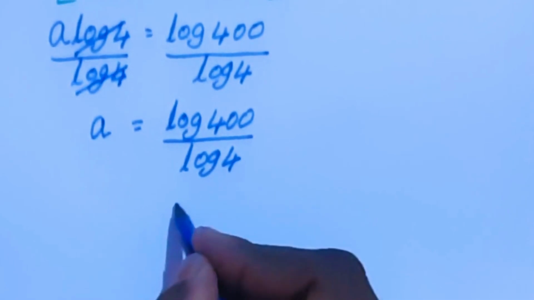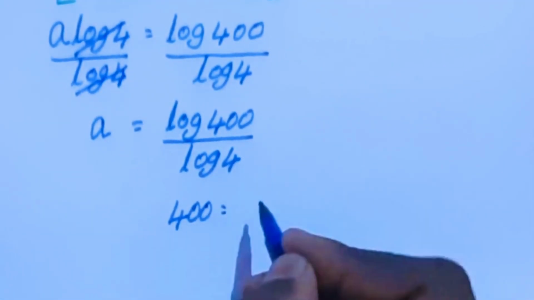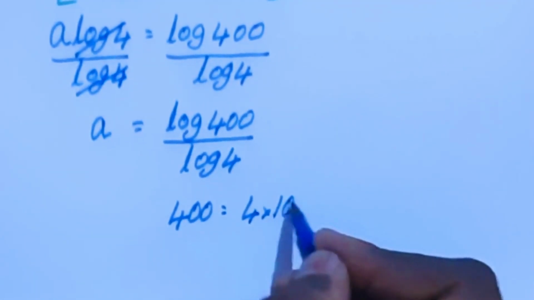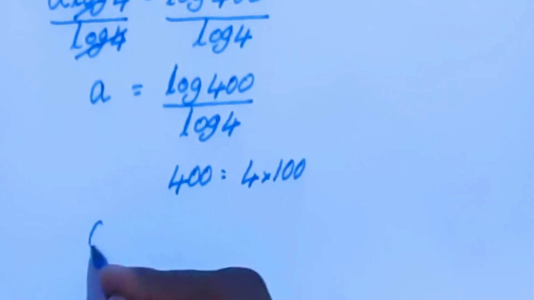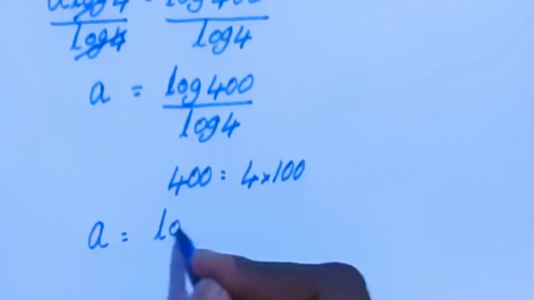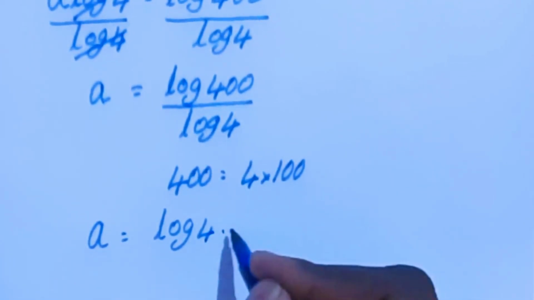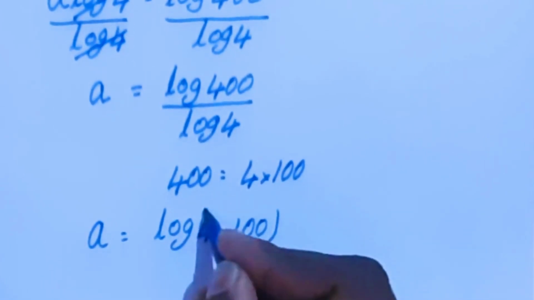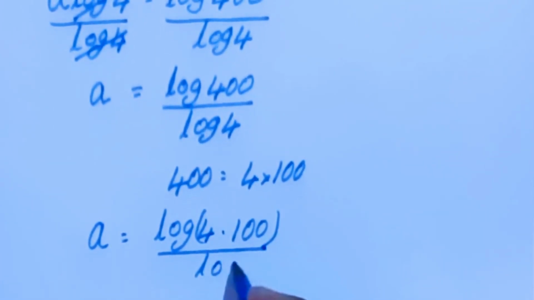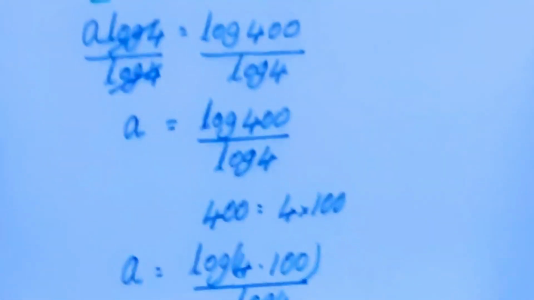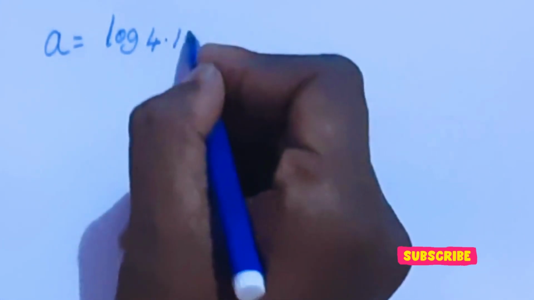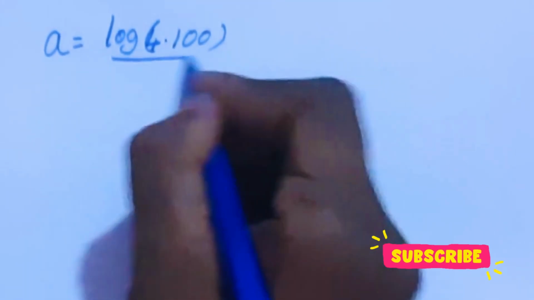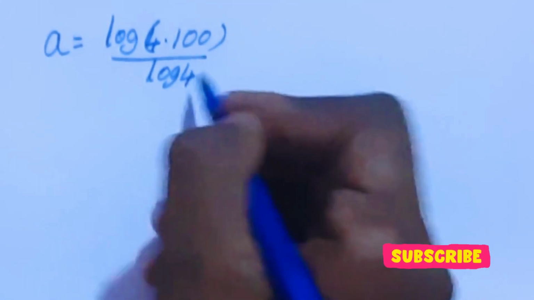Now this 400 can be written as 4 times of 100. So we are going to apply this here. So a equal to log 4 times 100 by log 4. Now a equal to log 4 times 100 by log 4.